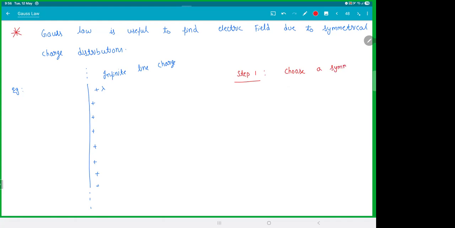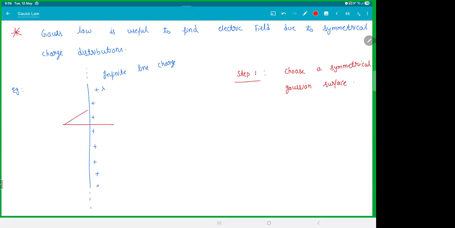What do you mean by symmetry? Every point on the surface must look identical to the line charge. Choose a symmetrical Gaussian surface. Again, what is Gaussian? Don't get confused. Gaussian means simply a closed surface on which you're going to calculate flux. Okay, so how can I take a symmetrical surface here? Can I take a sphere? Now see, be careful here. A sphere is symmetric, but is every point on the sphere identical? Aren't there different distances? So a sphere is a bad idea.